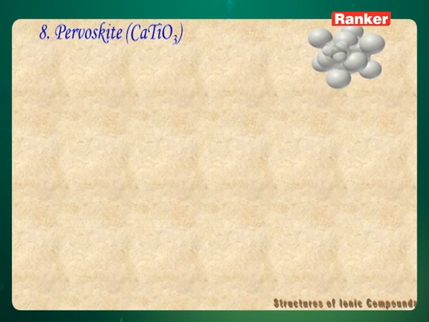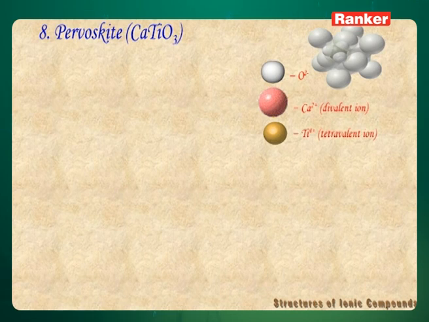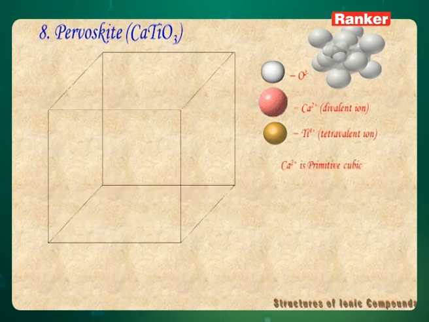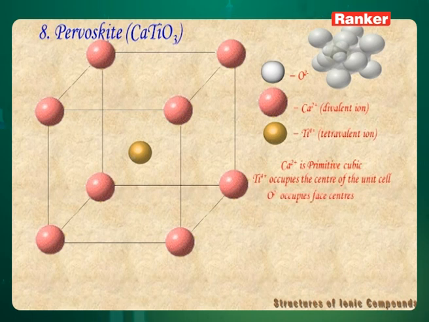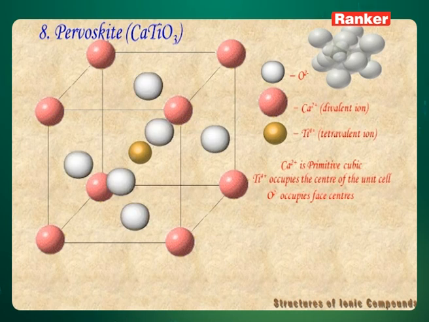The next is perovskite. This is calcium titanate. In calcium titanate, the oxide ions form the FCC lattice. These are the divalent calcium ions. Titanium is at the body center, and oxide ions occupy the face centers. Calcium ions are at the corners of the primitive cubic unit cell, and titanium occupies the center of the unit cell.